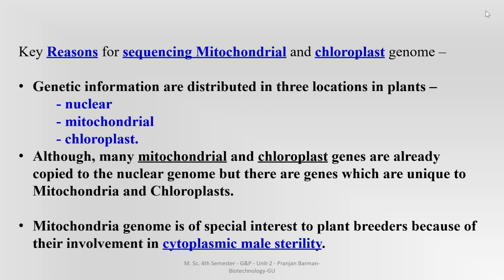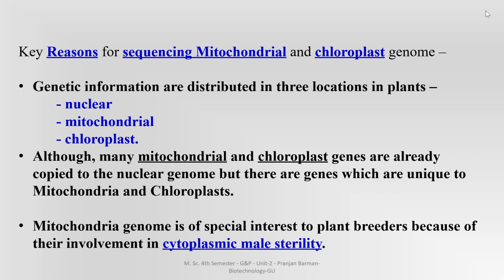Reason for sequencing mitochondrial and chloroplast genome. In some interviews, people ask, why go for mitochondrial and chloroplast sequencing? Now, 70% of mitochondrial and chloroplast genes are already copied in the normal nuclear genome. So then the question arises, why go for mitochondrial and chloroplast genome sequencing?